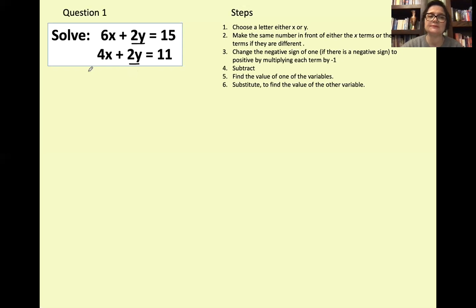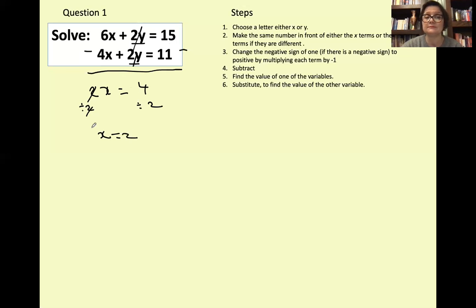I'm going to draw a line here actually straight away. 6x take away 4x makes 2x. 2y take away 2y, I can cancel them out just like that. And 15 take away 11 equals 4. So divide by 2 both sides, because you need to get rid of the 2, and the answer is going to be x equals 2, just like that.